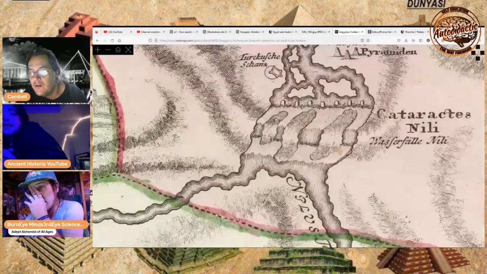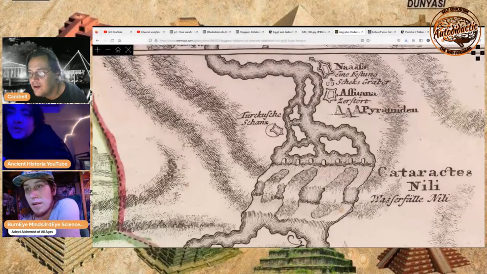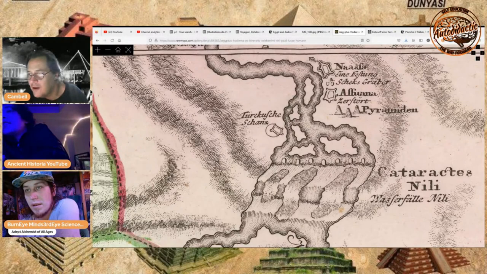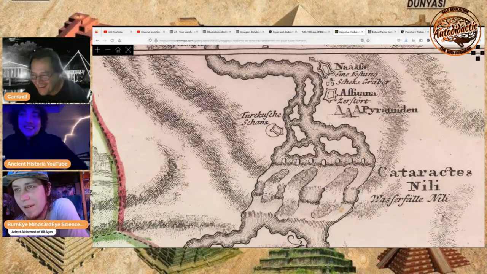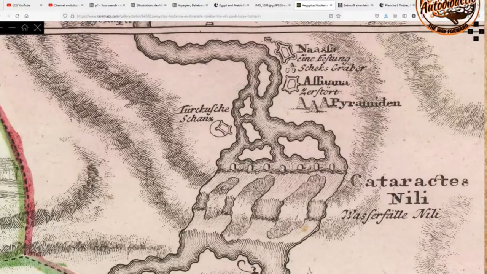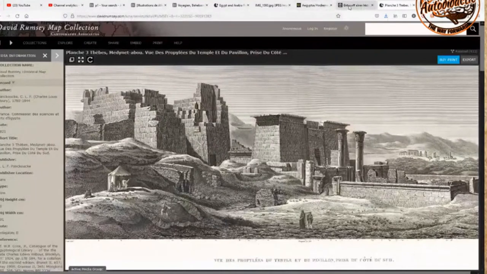Pyramids. Turkish fort. Where it says Aswan, underneath it actually says destroyed. Yeah, that's where the ruins are. Yeah, destroyed. These aren't the ruins of Thebes. These are the ruins of Aswana. Right? Yeah, exactly. We're just looking downstream instead of upstream. It's just a different perspective.